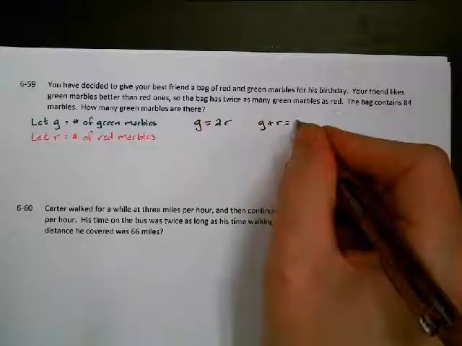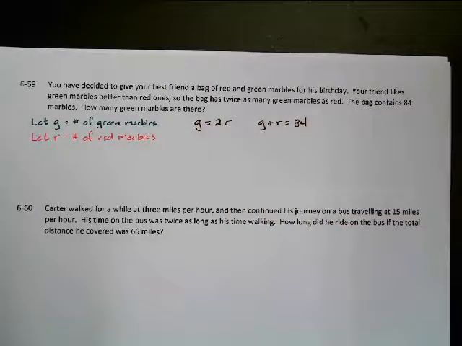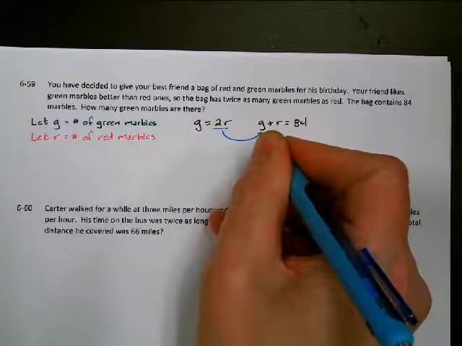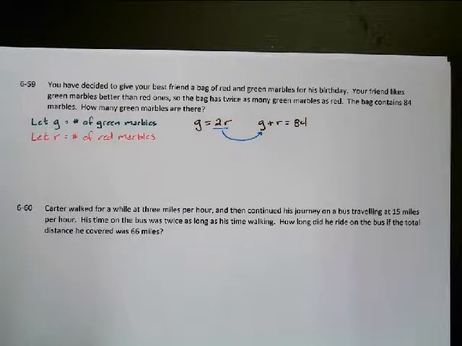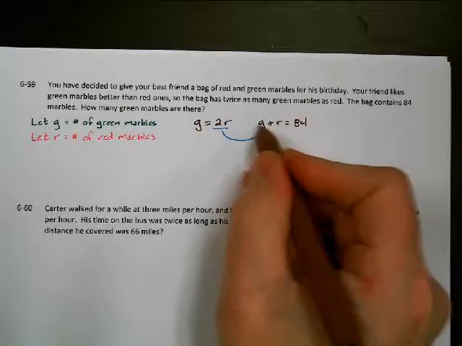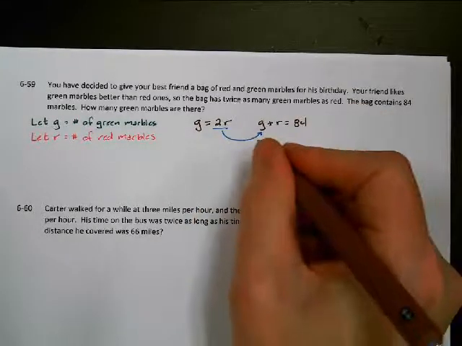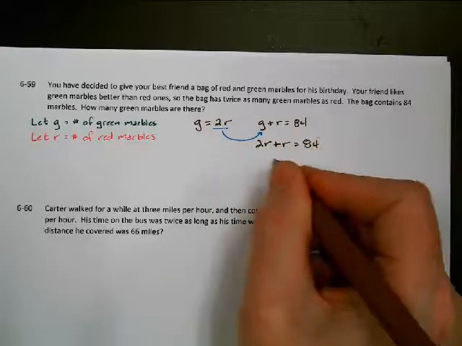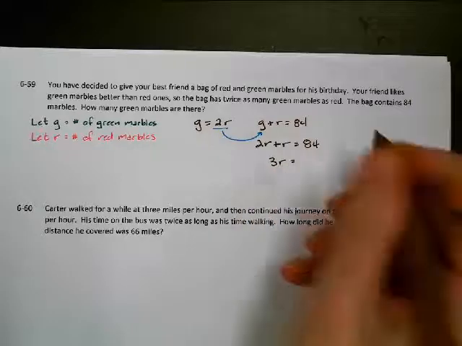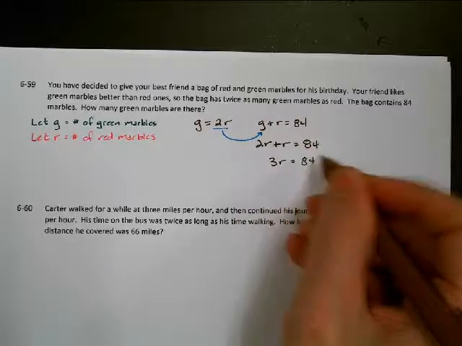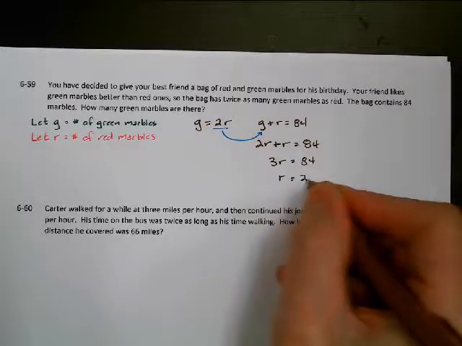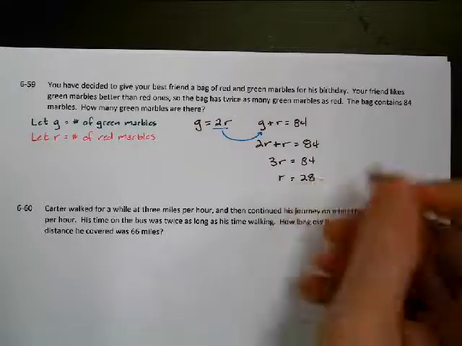And now I can do substitution because I have a variable isolated here. So I can plug in for G right there. So that would give me, instead of G, I'm going to substitute and plug in 2R plus 1R equals 84. So I get 3R equals 84. And then R is equal to, 84 divided by 3, 28.